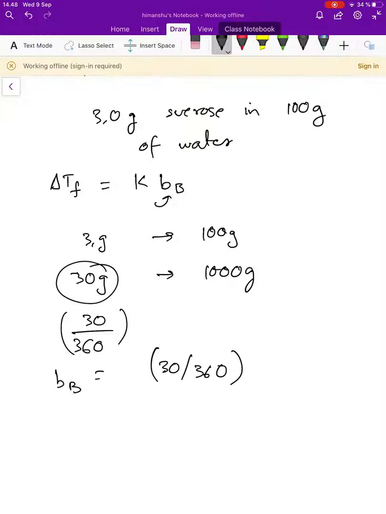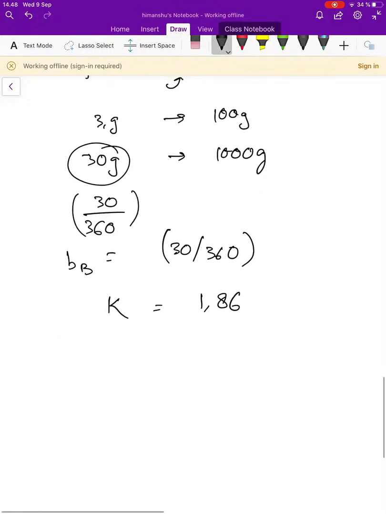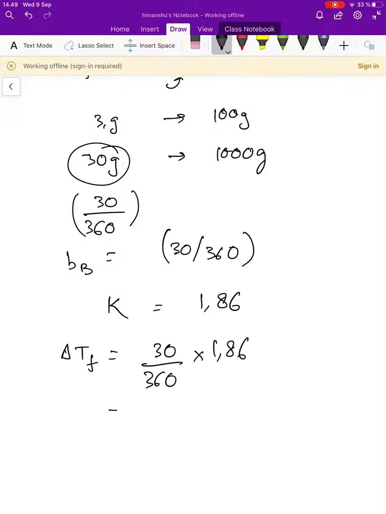It turns out that this value K, which can be obtained from the book, is 1.86 in the appropriate units, and therefore the reduction in freezing point will be equal to the molality multiplied by this constant, and this is equal to approximately 0.16 Kelvin. So the actual freezing point will become minus 0.16 degrees centigrade.